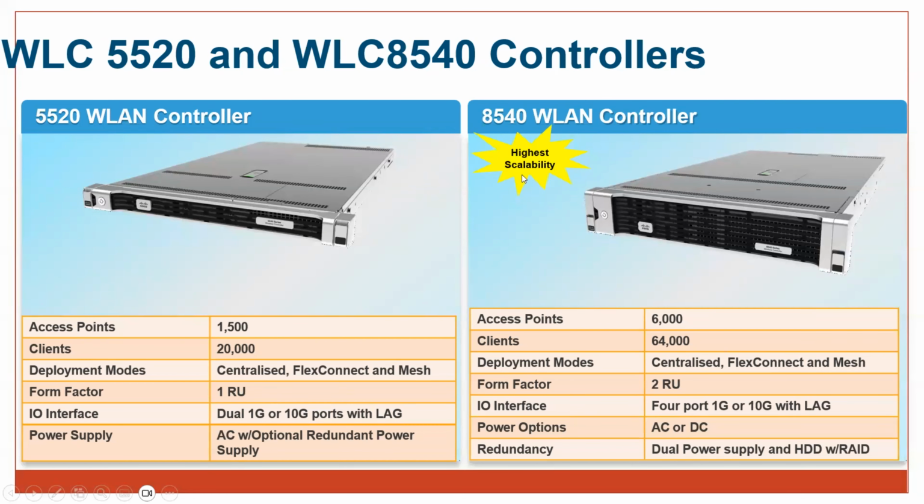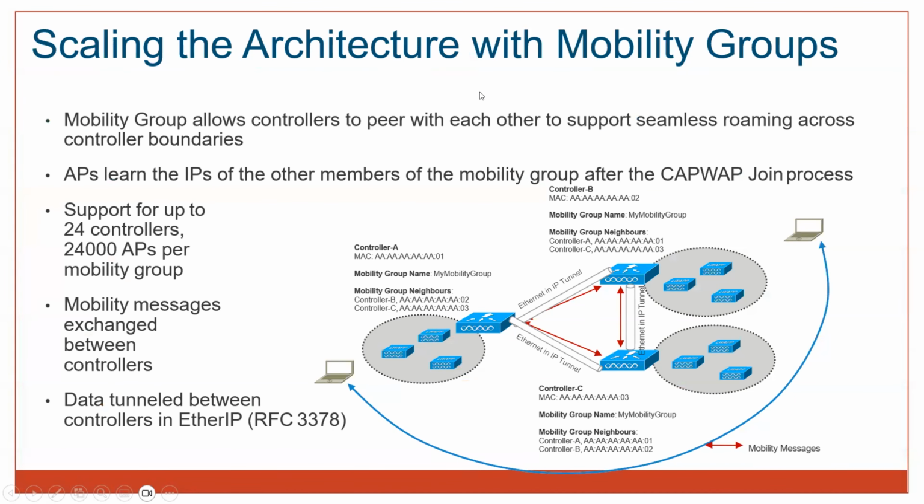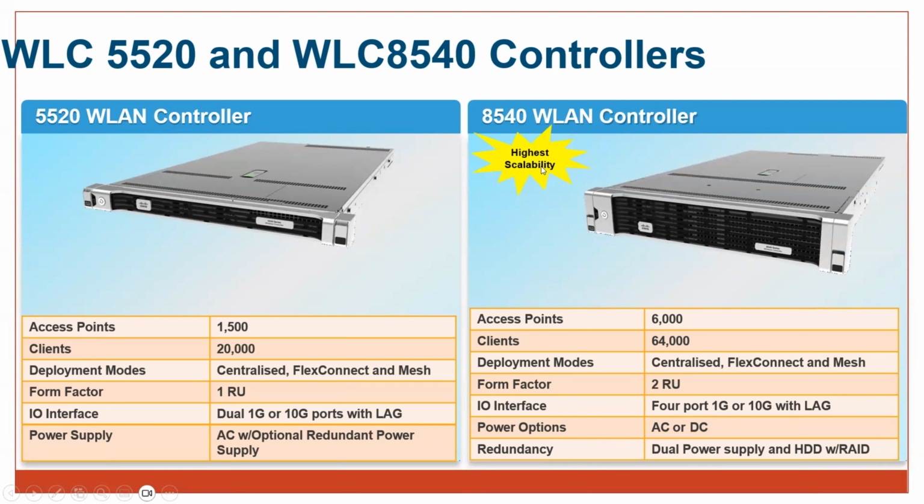This has the highest scalability, but you will see this in environments where you have so many access points. Nowadays, it has moved to 9800. Nowadays, customers are ordering 9000 series controllers only because they are IOS XE based controllers. Deployments, you can see centralized, FlexConnect, and mesh, four interfaces, power supply, and all.